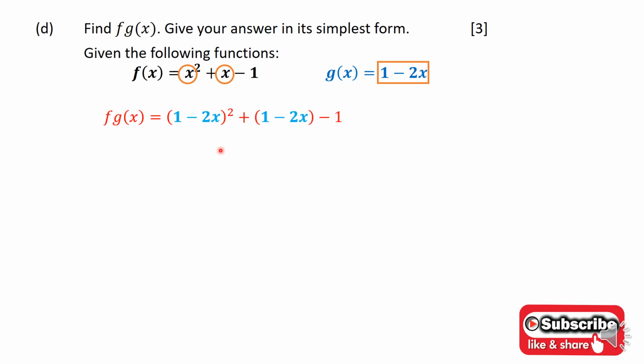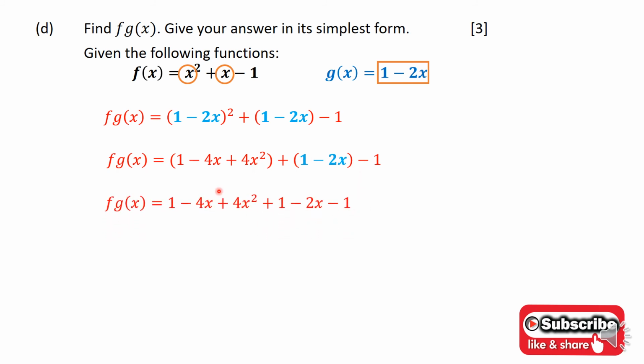So from here, your job is straightforward. You need to multiply that binomial. When you do that, you should get 1 minus 4x plus 4x squared. Then you can take away the brackets and collect like terms. You should eventually end up with fg of x is equal to 4x squared minus 6x plus 1.